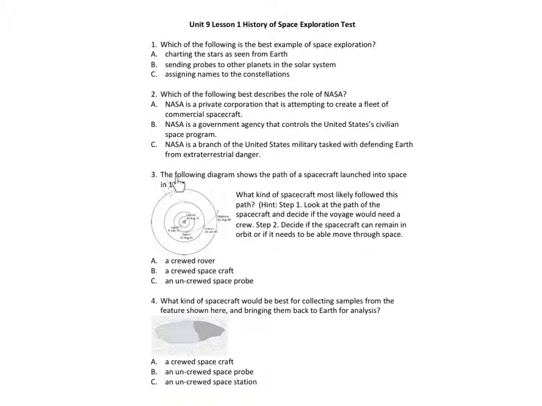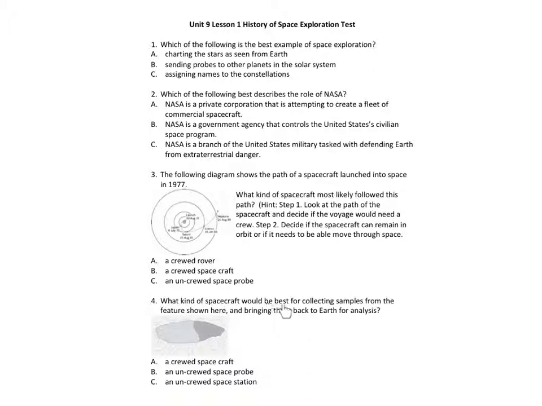Number 3. The following diagram shows the path of a spacecraft launched into space in 1977. What kind of spacecraft most likely followed this path? Hint. Step 1. Look at the path of the spacecraft and decide if the voyage would need a crew. Step 2. Decide if the spacecraft can remain in orbit or if it needs to be able to move through space. A. A crewed rover. B. A crewed spacecraft. C. An uncrewed space probe.